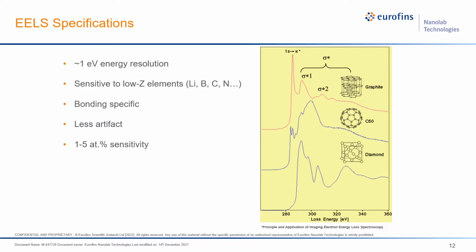EELS generally has less artifact compared to EDS. For example, in EDS, you can always have background noise from either the TEM grid, TEM chamber, etc., such as copper, moly, zirconium, iron, etc. So EELS can help avoid this issue. The detection limit of EELS is also around 1 to 5 atomic percent.